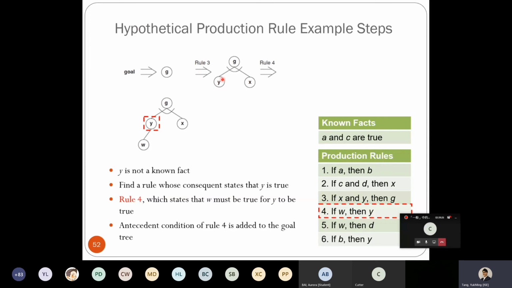This is the backward chaining direction, but we need to make use of a control strategy. Again, we would like to use the depth first search approach, so that we move vertically in the left direction first. We want to prove whether G is true, and you need to check whether X and Y are true. In order to prove whether Y is true, you check the rules. You find that if Y is true, then W must be true. So we have W here.